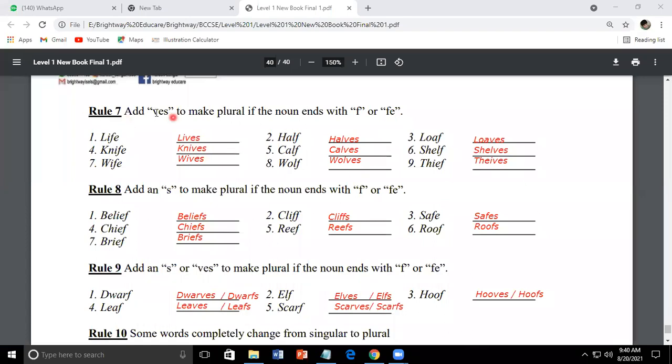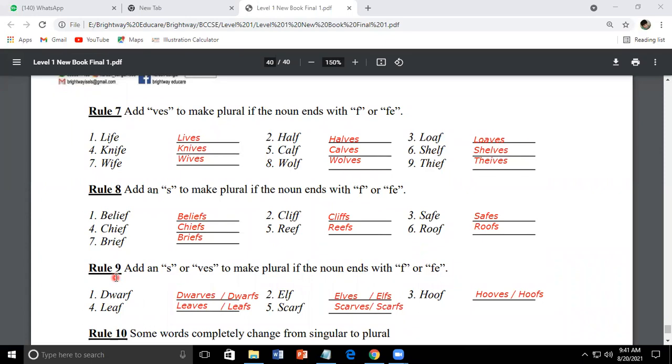Rule number 7, add VES. Rule number 8, add S. Rule number 9, you can add S or VES. Okay. Now, how will I find out the differences? My dear friends, as I told you earlier, that you have to remember this. Second thing, it is very important to do a lot of reading. When you do a lot of reading, you come across situations or texts which will help you to understand which word, how it can be made a plural.